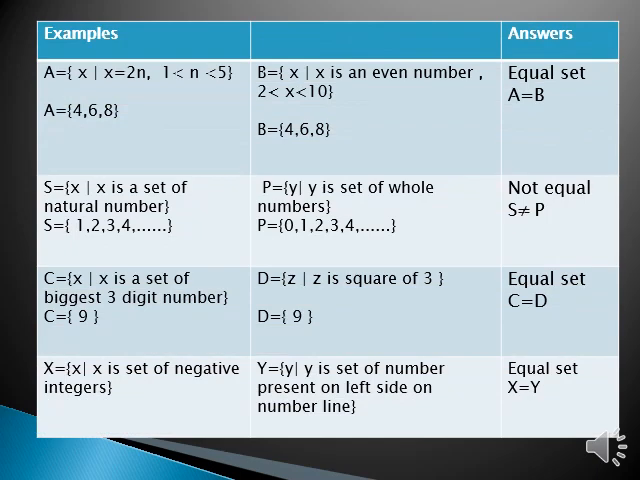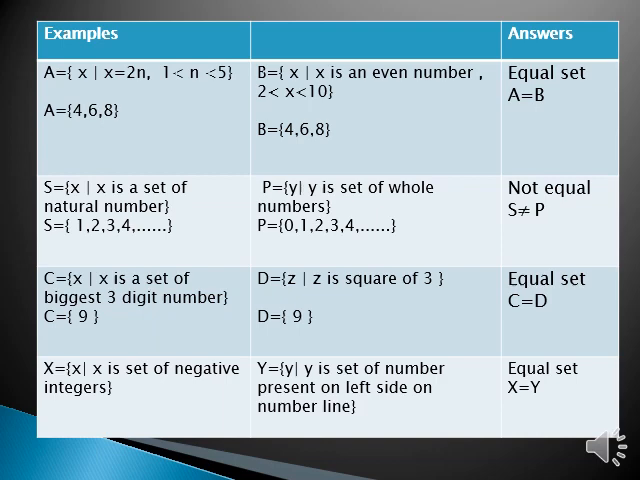A is a set of x elements such that x equals 2n, where n is greater than 1 and less than 5. So if we put the value of n as 2, 3, 4, we'll get the elements as 4, 6, 8. Thus A is a set of elements 4, 6 and 8.